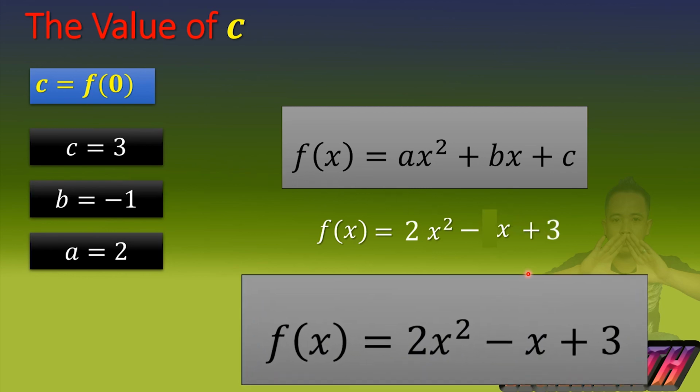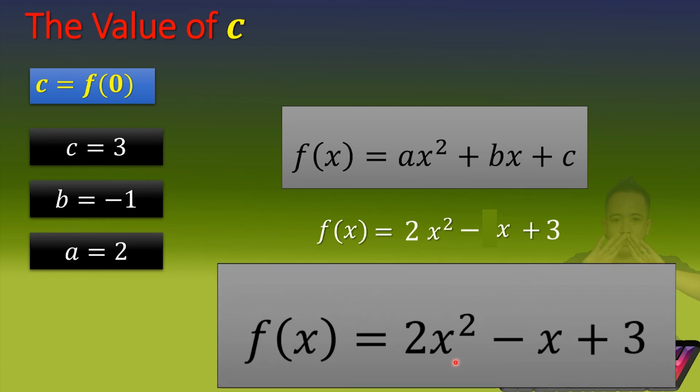So final answer, f of x equals 2x squared minus x plus 3, wherein a is equal to 2, b is equal to negative 1, and understood, this x has a numerical coefficient of 1, that's why b is equal to negative 1 and we don't need to write 1 on this part, and c is equal to 3. I think this technique will help you as long as you know how to check the 3 criteria I presented earlier.